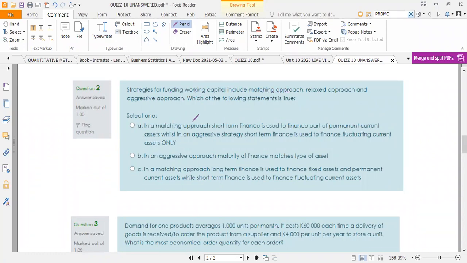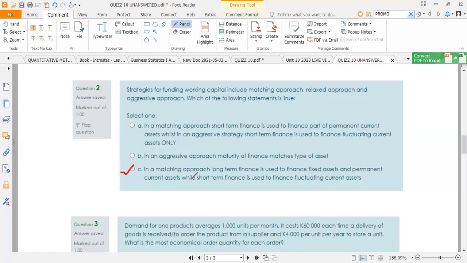Number one, in the matching approach, short-term finance is used to finance part of the permanent current assets, whilst in an aggressive strategy, short-term finance is used to finance the fluctuating current assets only. Part B, in an aggressive approach, maturity of finance matches the type of the asset. Part C, in a matching approach, long-term finance is used to finance the fixed and permanent current assets, whilst short-term finance is used to finance the fluctuating current assets.